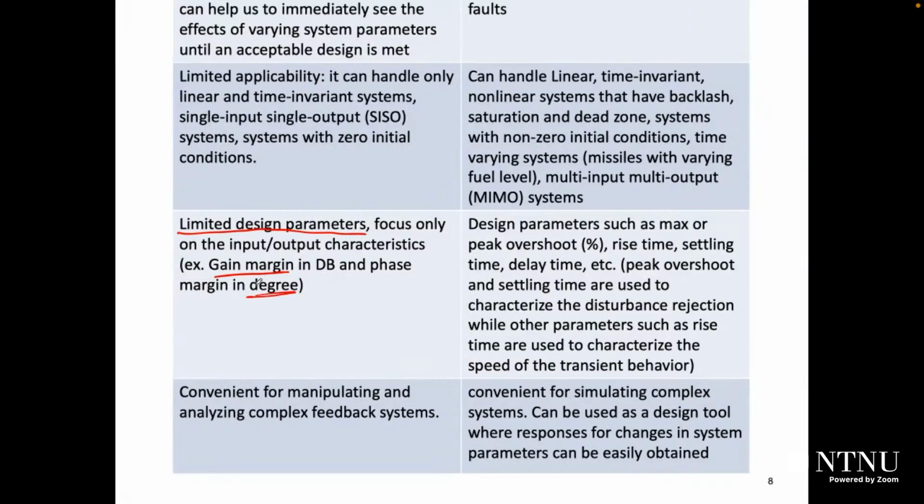So if you want to design your system to behave in some way in the time domain, it will be impossible because it's difficult to get those design parameters in frequency domain. We have to deal here with gain margin and phase margin. But in case of time domain, design parameters could include, for example, maximum or peak overshoot, right? We need to have maximum overshoot between 10%, 15%. Rise time, we can control how much rise time we need to have. Settling time, correct? Delay time.